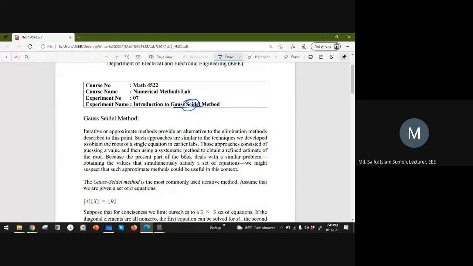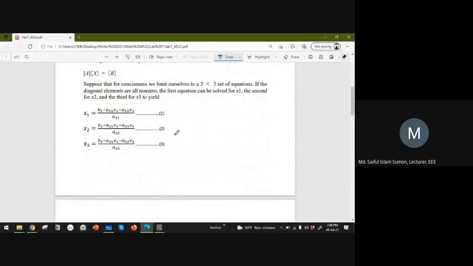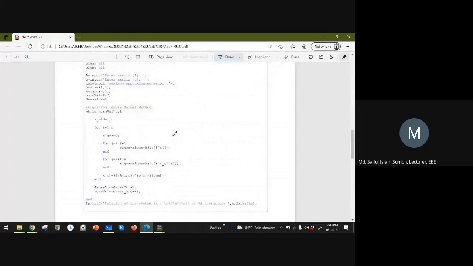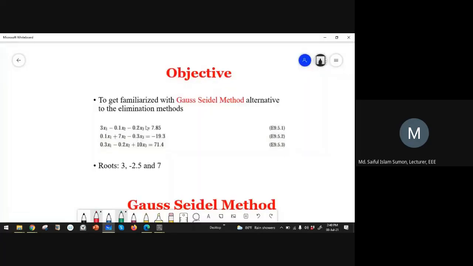method, and here the same job is going to be done by this method, okay, and it's one of the most popular iterative methods to find the solution of linear equations. And it's not going to take that much time. Code is also very small. Okay, hopefully within half an hour we will be able to complete, inshallah. Okay, let's see. So today we are going to get familiarized with the Gauss-Seidel method.